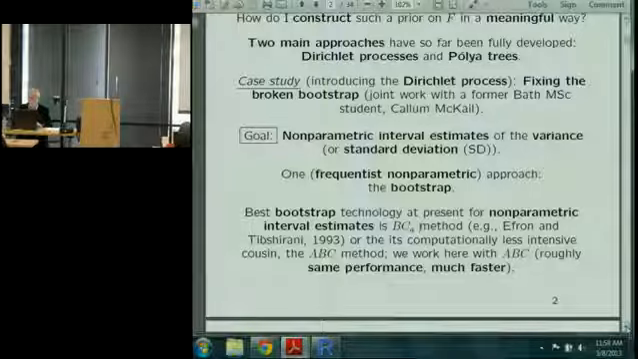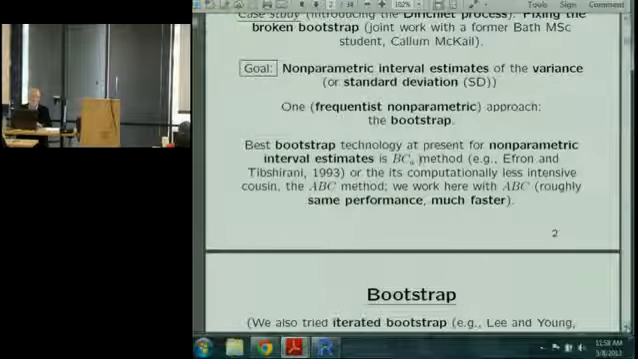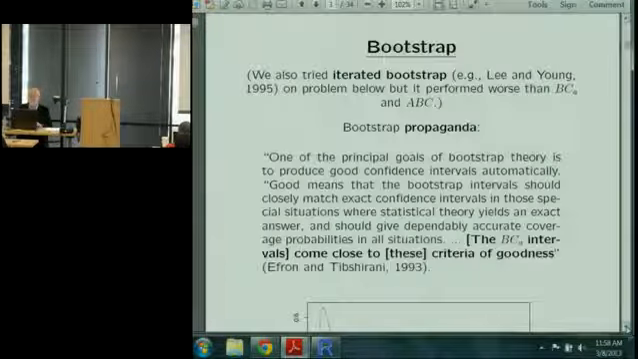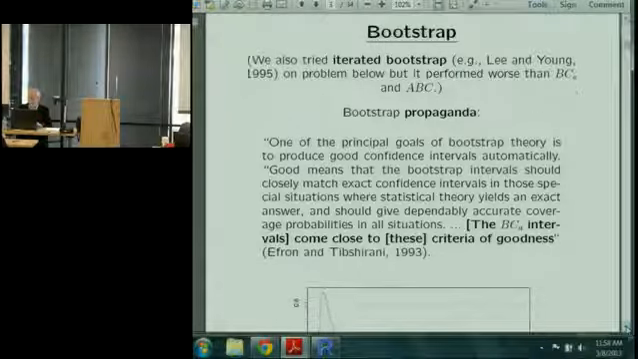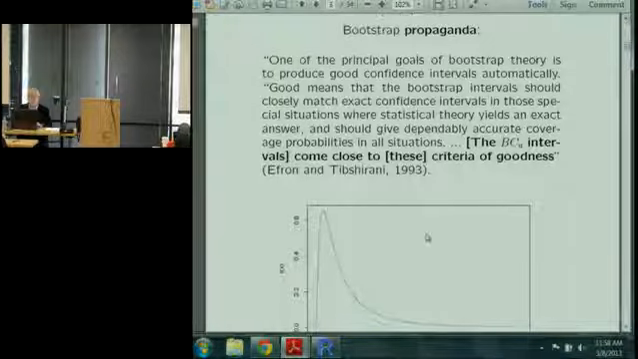So with only 10 observations, it all goes like lightning, but the ABC method turns out to be a computationally quicker version of BCA, and so you could use that instead. There's an idea called the iterated bootstrap. That actually made things even worse. So here's a little paragraph of bootstrap propaganda from the book that Efron and his student Tibshirani wrote.